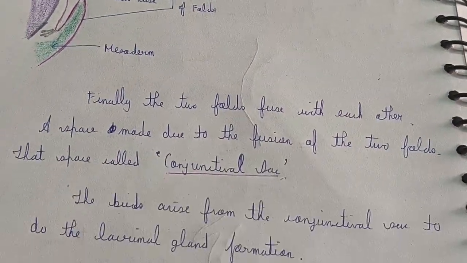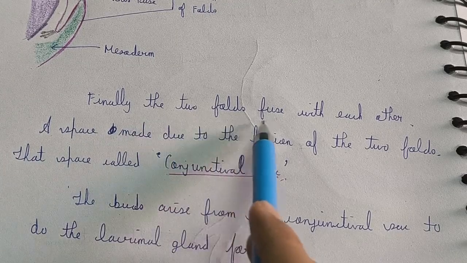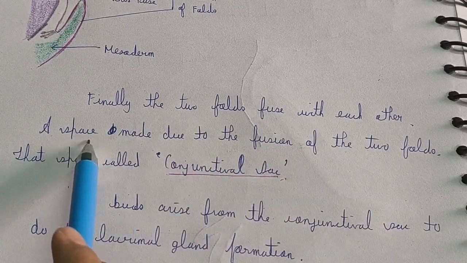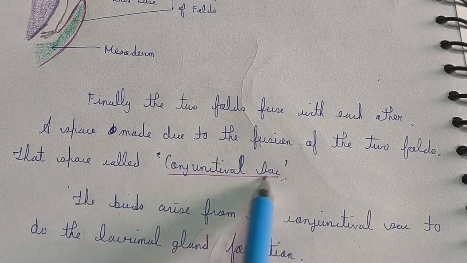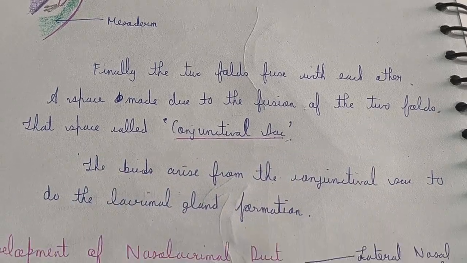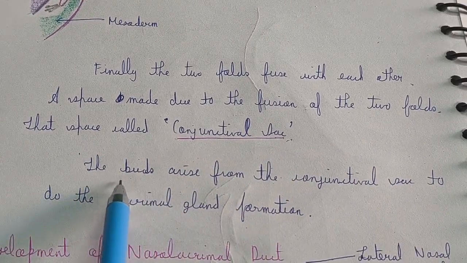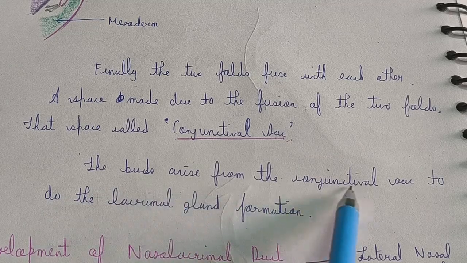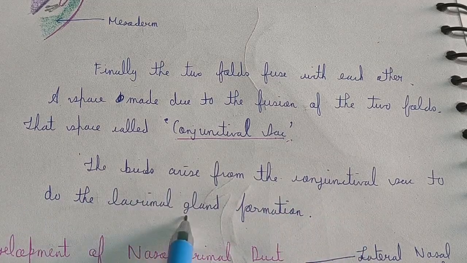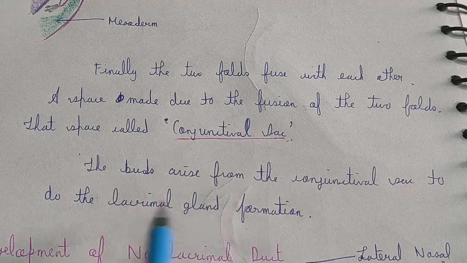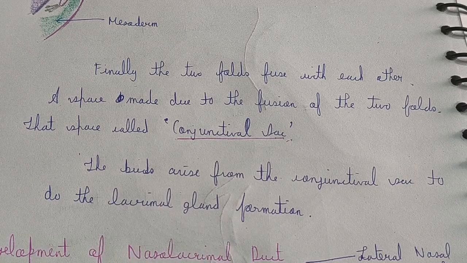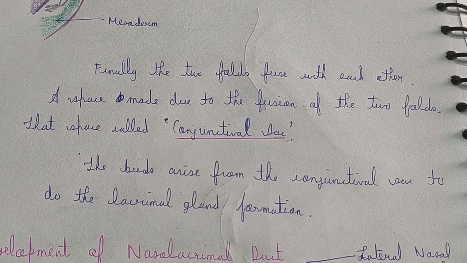So I have written that finally the two folds fuse with each other, as a result a space is made due to the fusion of the two folds, and that space is known as the conjunctival sac. You can also notice that the buds which arise from the conjunctival sac give rise to the lacrimal gland. As a result, lacrimal gland formation occurs. So that's about the development of the eyelids.